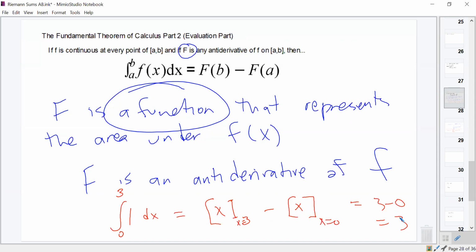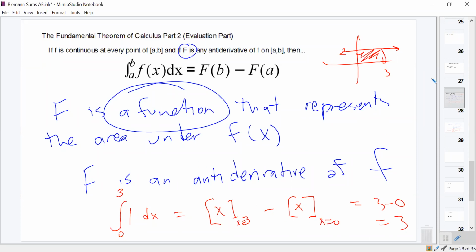And we know that if I had the curve f of x equals 1, that just looks like this. If I were to look for the area underneath the curve from 0 to 3, what should that area be? It should be 3 units, and that's what we get. So that's how this second part of the fundamental theorem of calculus works. Find the function that is the antiderivative of your function, evaluate it at the upper limit, evaluate it at the lower limit, and subtract them. Does that make sense to everybody? Yeah. All right, cool.